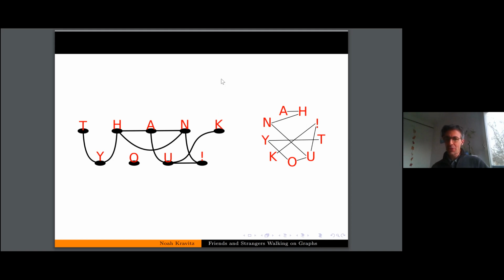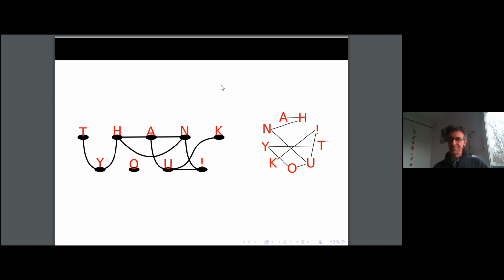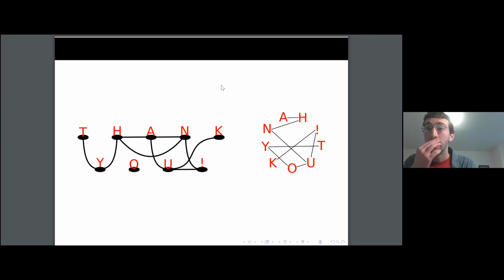I see one more question by Rani Hod: does it make sense to ask about the friends and strangers graph of X and X, for X the same random graph? Yeah, it certainly makes sense. I don't think we can say anything about that using our results, but certainly you could ask it. That's not much of an answer, I know.